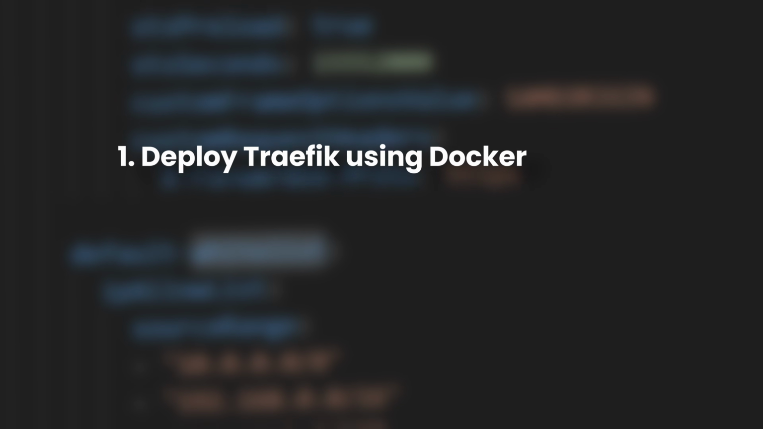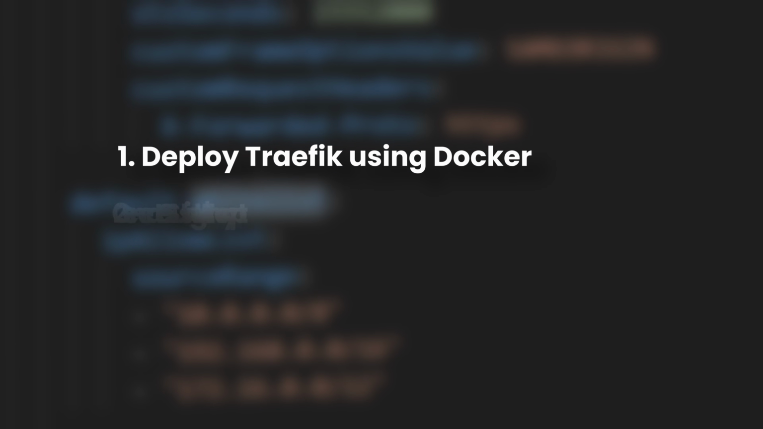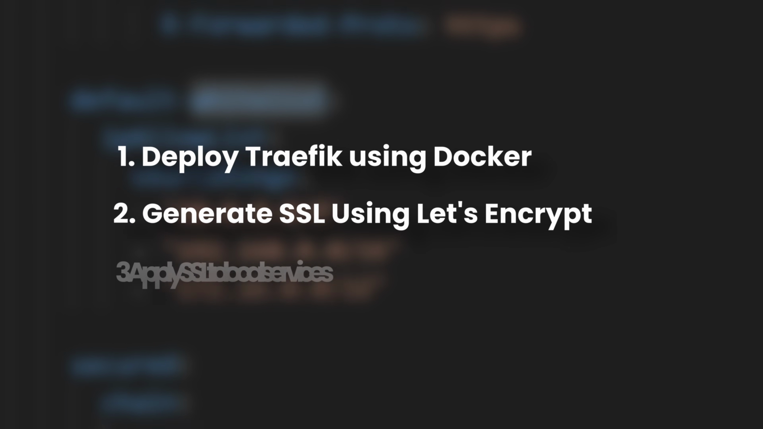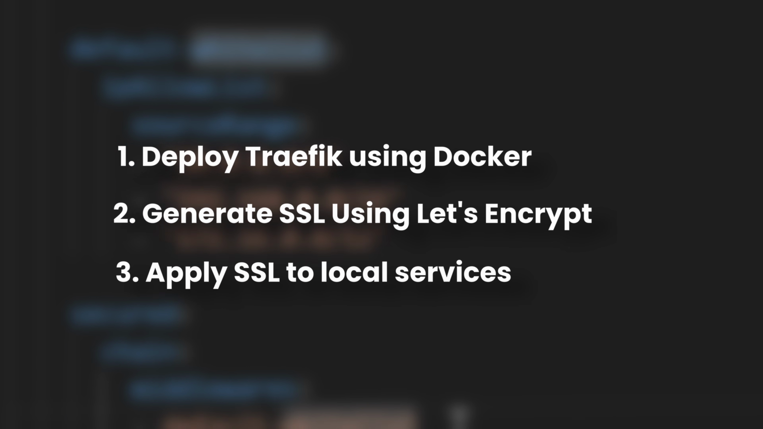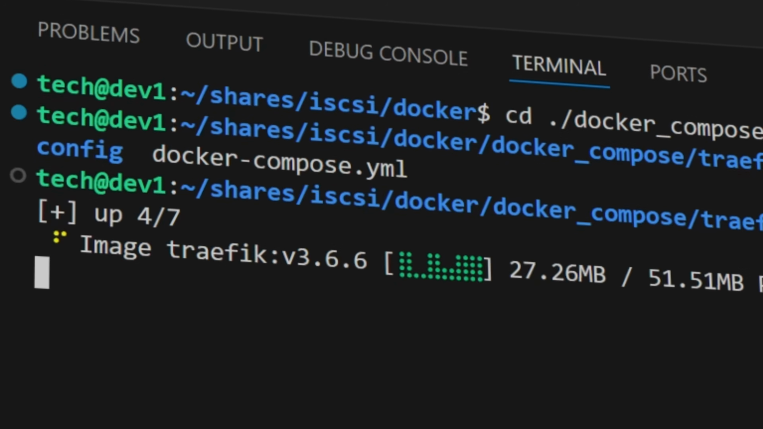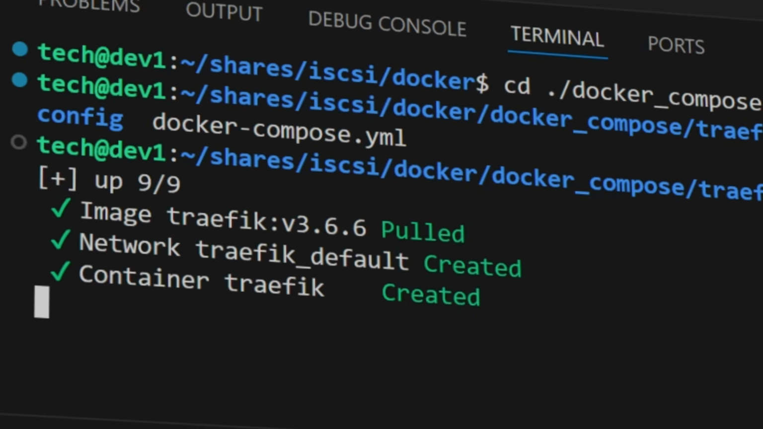In this video, we are going to deploy Traefik using Docker. Then in the following videos, we will generate the SSL certificate using Let's Encrypt, and then see how we can use that SSL for other local services in our Homelab. By the end of this series, you will have a complete working Traefik setup for your local services.